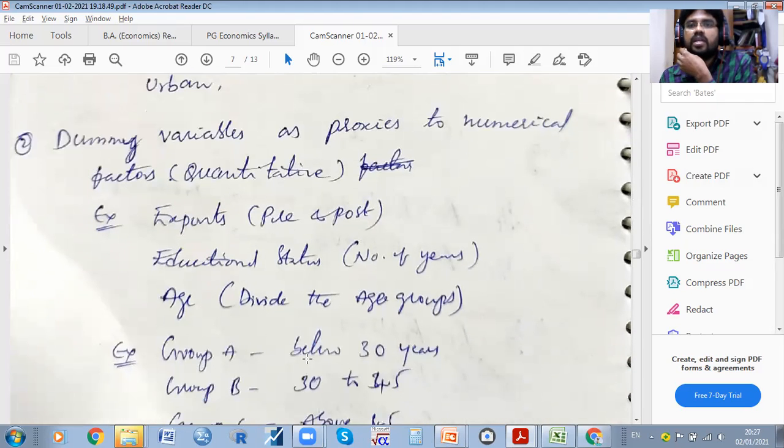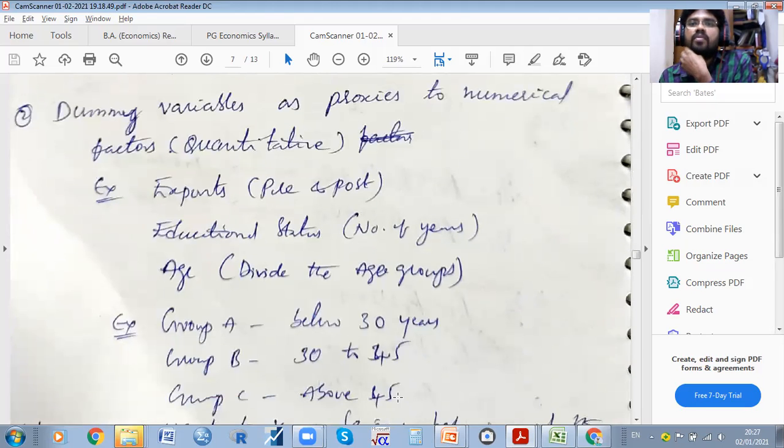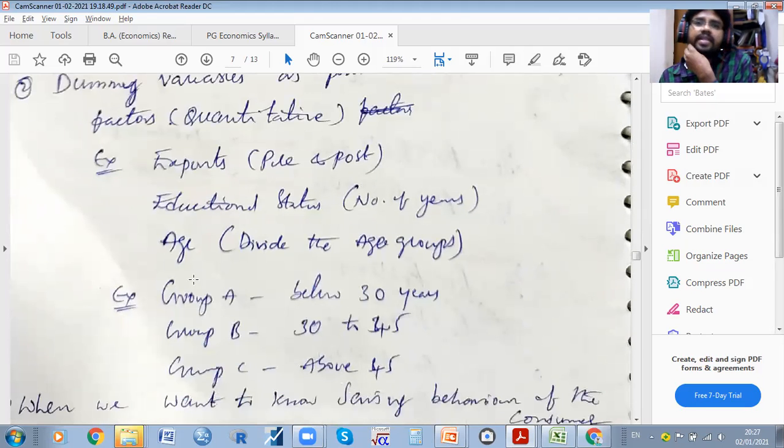So you may see group A below 40, group B 30 to 45, group C above 45. Like this also you can classify the age levels and give the codes to the respective groups.